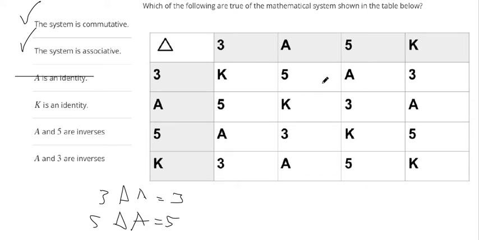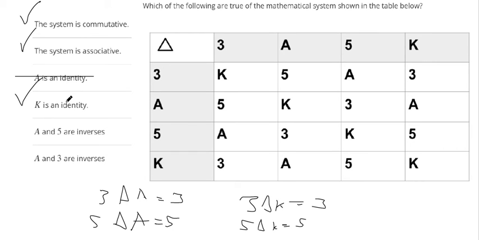Is K an identity? That means 3 triangle K, we expect that to give us 3. That means 5 triangle K, we expect that to give us 5. 3 in the row, K on the column gives us 3. So it's working so far. 5 on the row, K on the column gives us 5. It's working. So K is an identity.